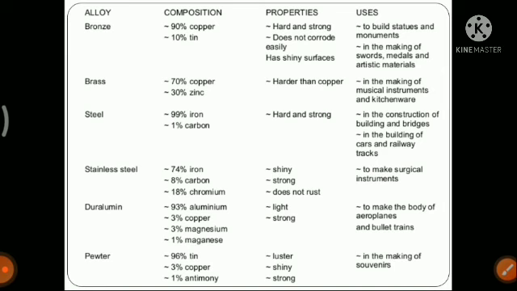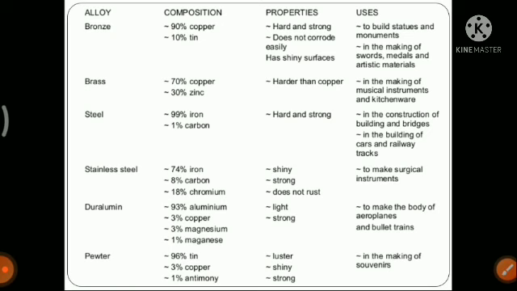So why stainless steel? Stainless steel does not rust. It is a very important property of stainless steel that it does not rust easily, and that is why stainless steel is mainly used nowadays. In place of iron, you will see that more use of stainless steel is taking place, because they last longer, as they do not rust easily.